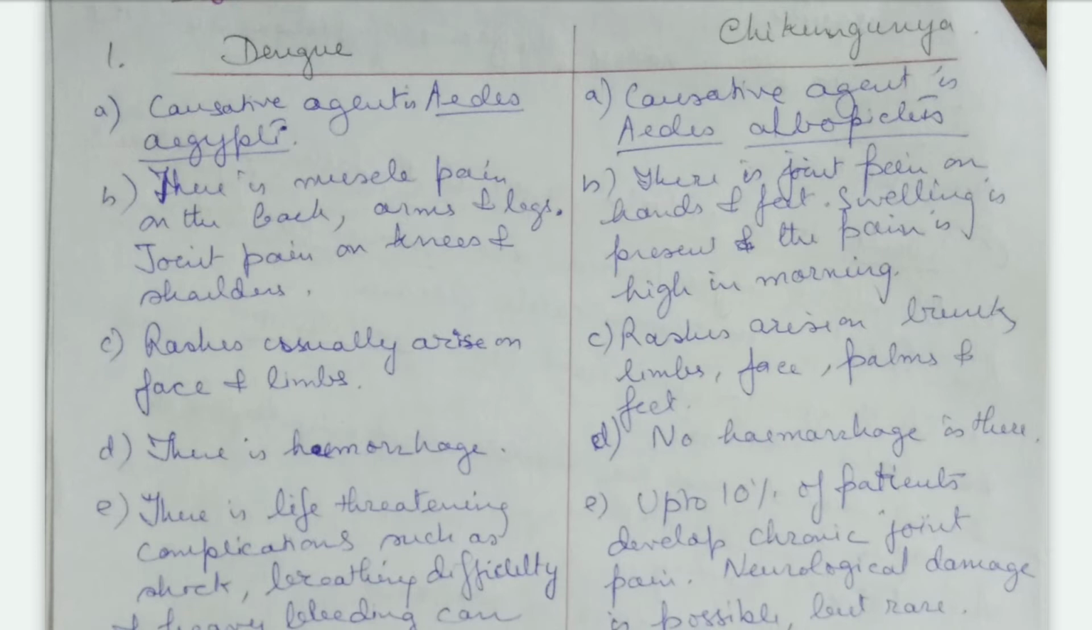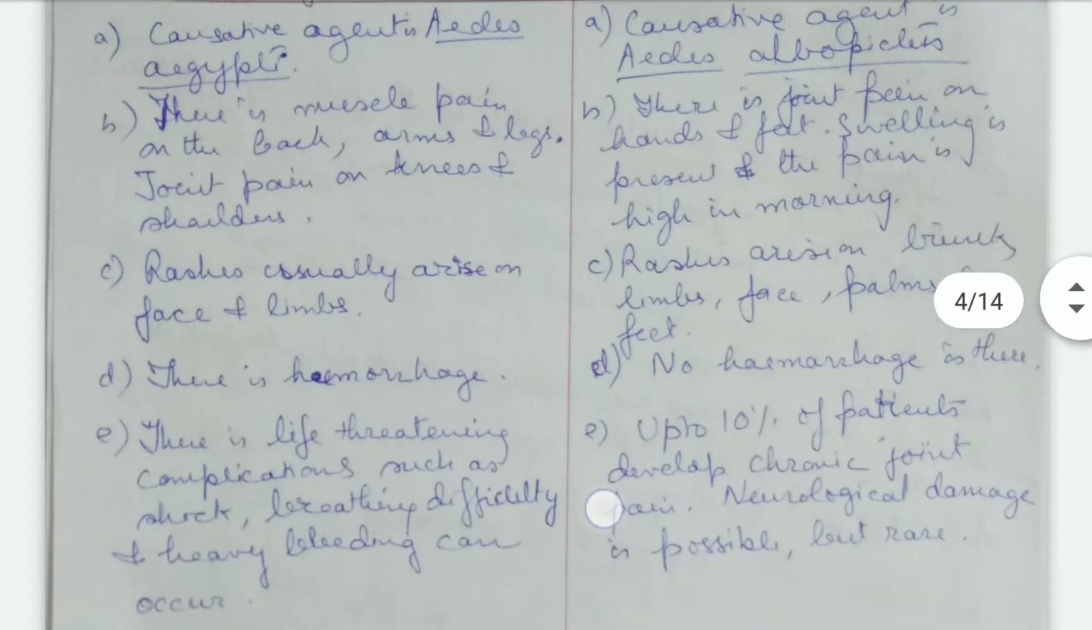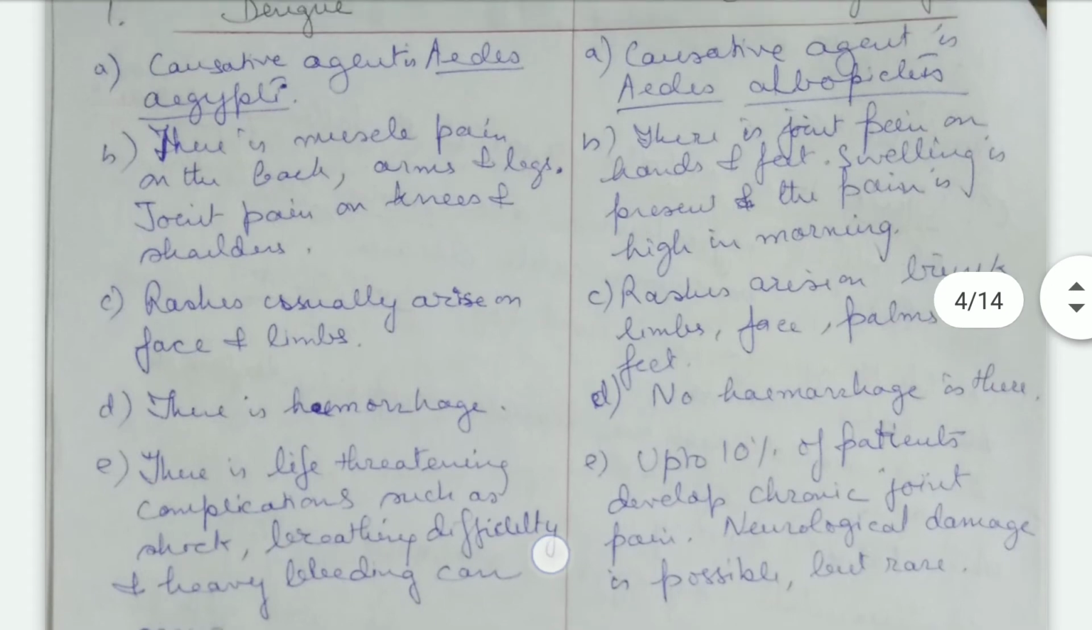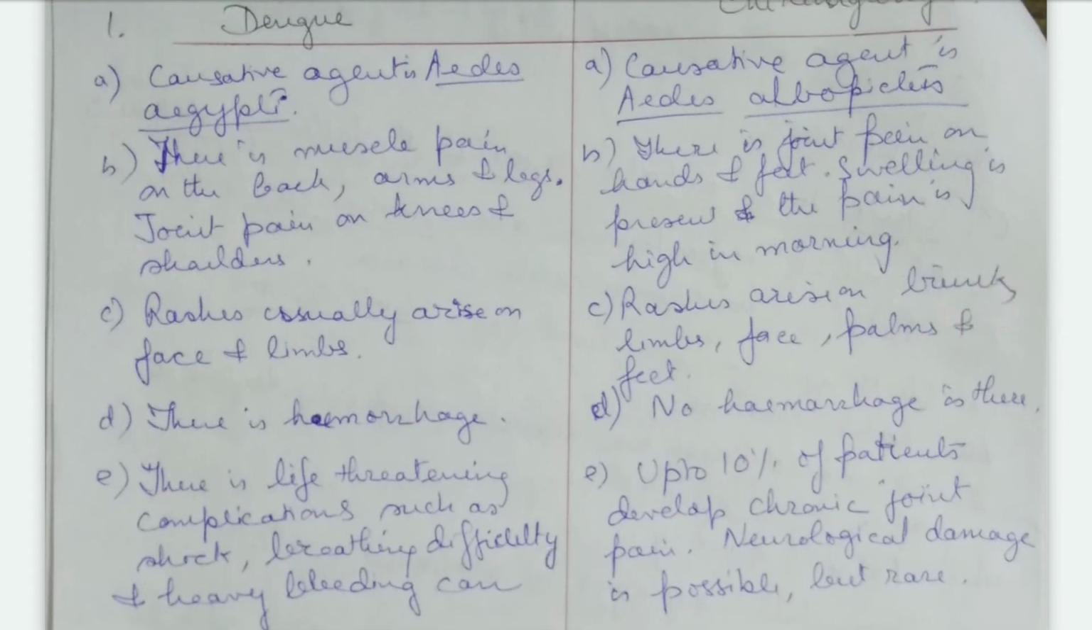Swelling is present, and pain is higher in the morning. In dengue, rashes usually arise on the face and the limbs, and for chikungunya, rashes arise on the trunk, limbs, face, palms, and feet. In dengue, there is hemorrhage, and in chikungunya, there is no hemorrhage.